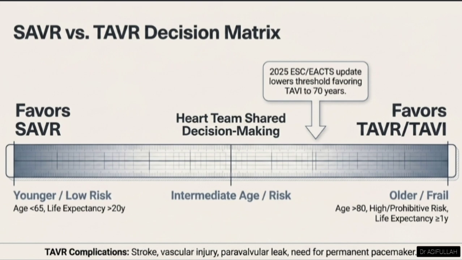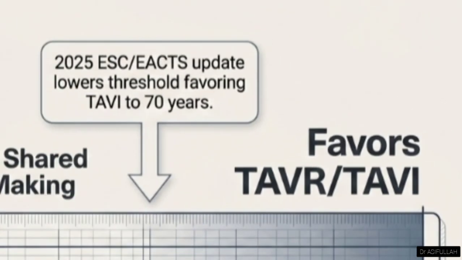Surgical versus transcatheter. Surgical is favored in younger, low risk patients, below 65 with life expectancy more than 20 years, while TAVI or TAVR is for older or frail patients, age above 80, high or prohibitive risk, and life expectancy of more than or equal to 1 year. TAVR complications are stroke, vascular injury, paravalvular leak, and need for a permanent pacemaker. Heart team shared decision making for intermediate age and risk.